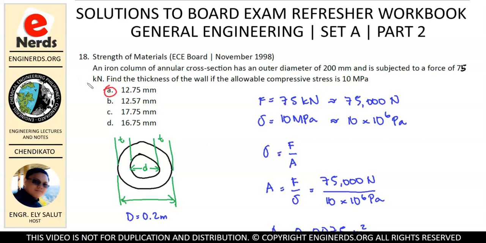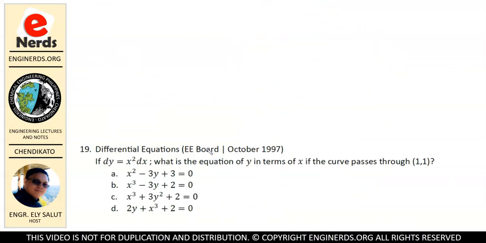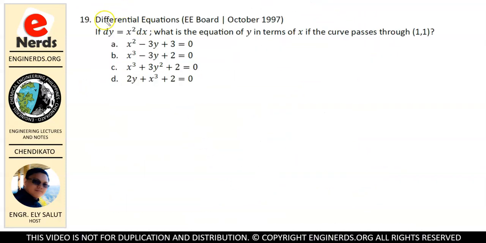Let's go to problem number 19. Alright, so problem number 19 is differential equations na lumabas sa EE board noong October 1997. So, if dy is equal to x squared dx, what is the equation of y in terms of x if the curve passes to 1, 1? Okay, so we have an equation here which is dy is equal to x squared dx. So, clearly stated naman, what is the equation of y in terms of x?